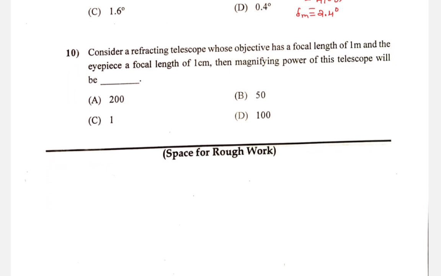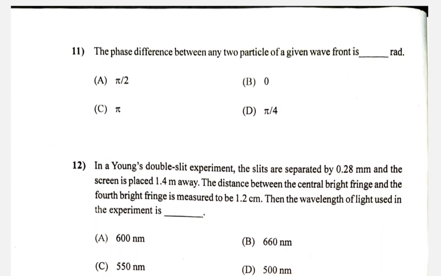Consider a reflecting telescope whose objective has a focal length of 1 meter and eyepiece of focal length 1 centimeter. Then the magnifying power of the telescope will be, so for a telescope we know that magnification of telescope is equal to focal length of objective upon focal length of eyepiece, means 1 divided by 1 into 10 to the power minus 2, which is in meter. So magnification will be 100 times. Answer will be D. Next question.